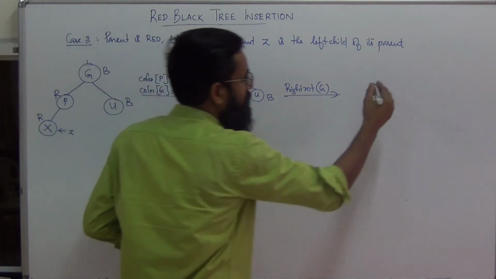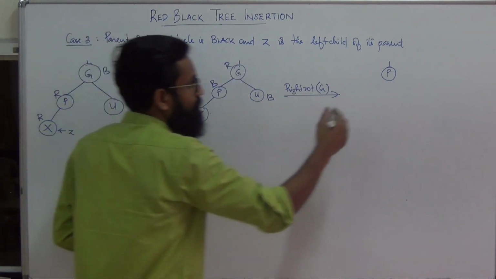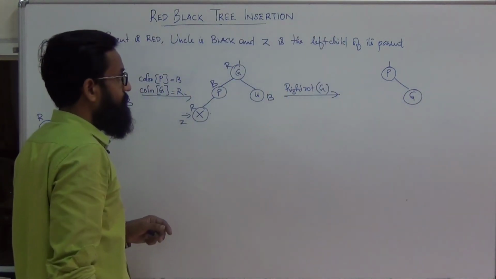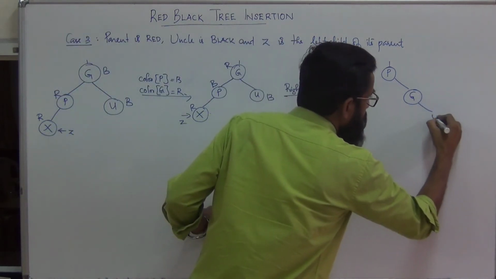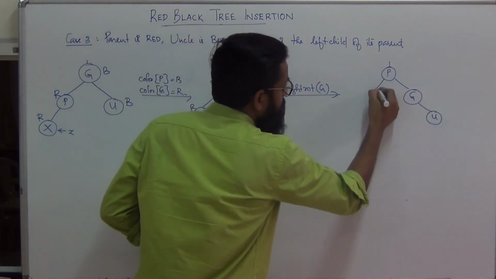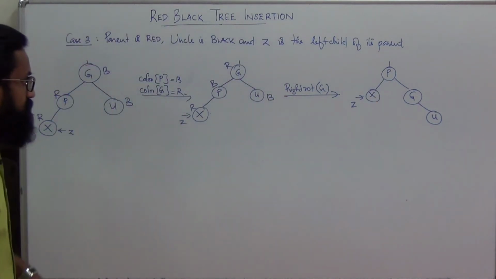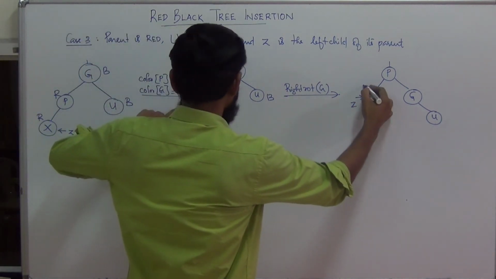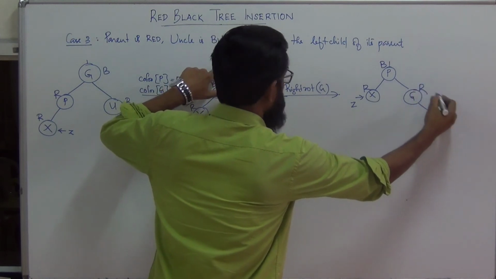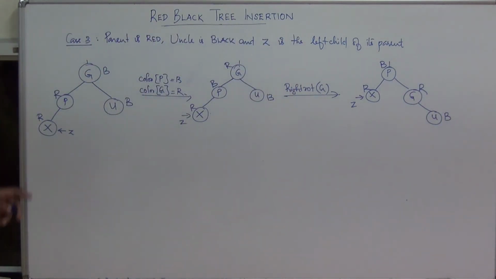When you perform right rotation with respect to grandparent, P will take the position of grandparent. Grandparent will be pushed to the right subtree position of P. Uncle will remain as such. Then X will remain as the left child of parent. Now if you mark the colors, X will be red, P is black, G is red, U is black. So in this way you can resolve case 3.